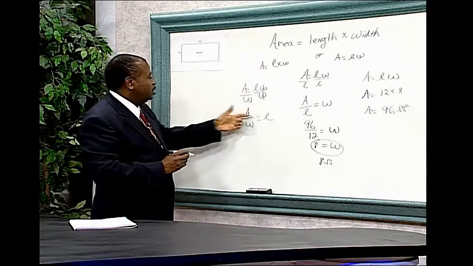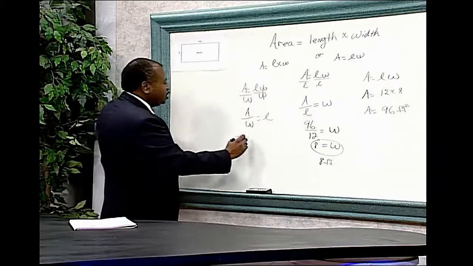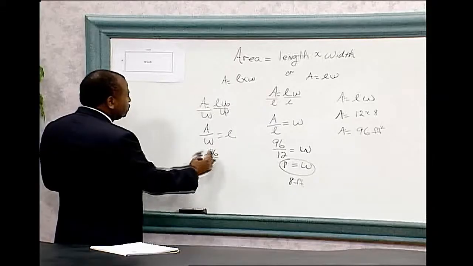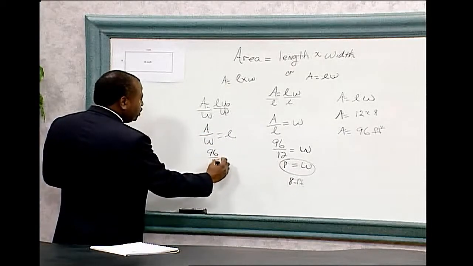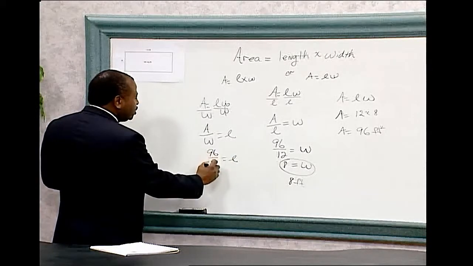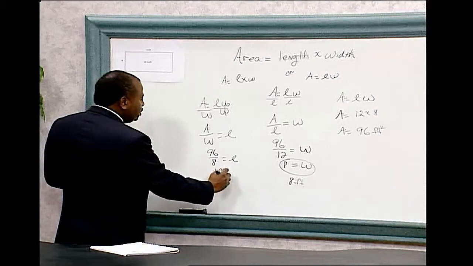Utilizing the formula for length, the area is 96. The width is 8. Is equal to L. Divide 96 by 8, we get 12 is equal to L.